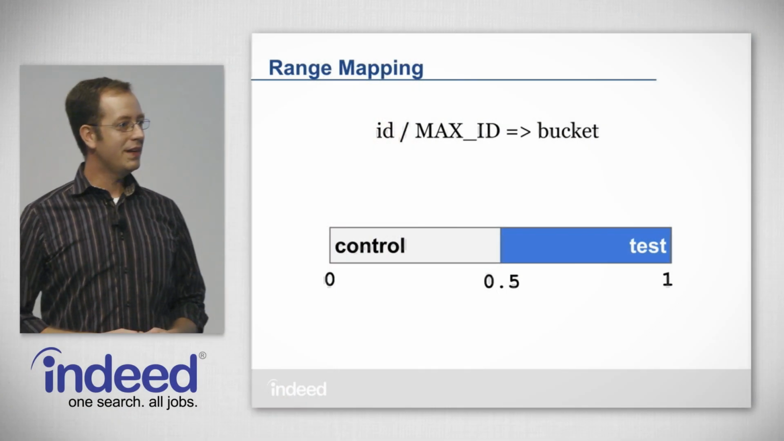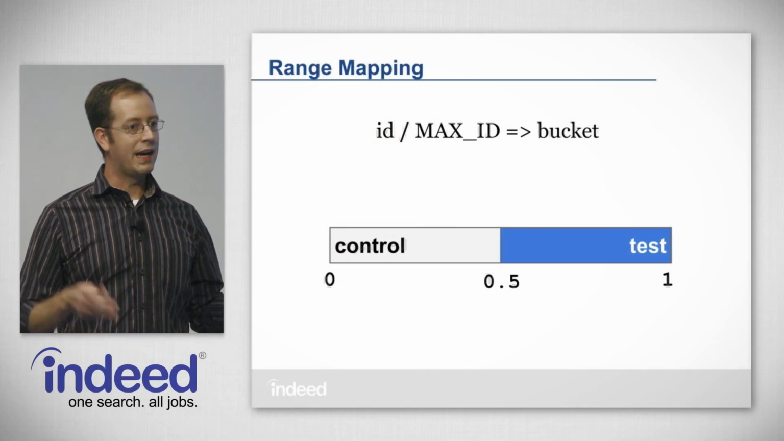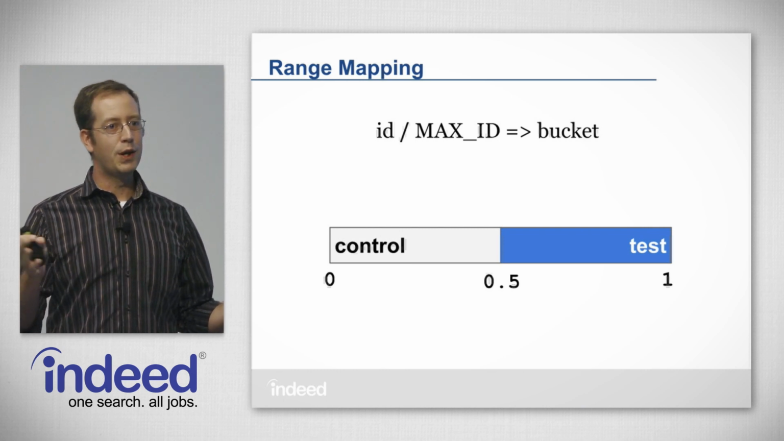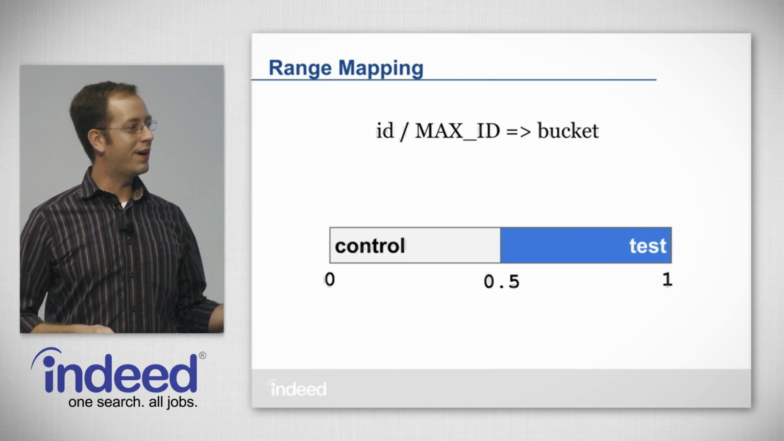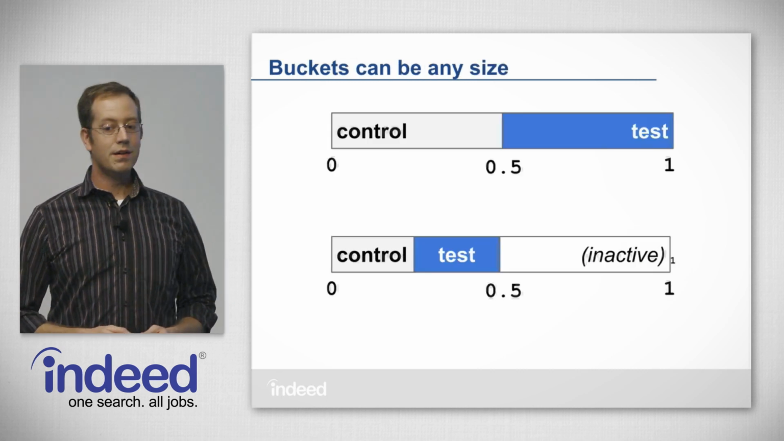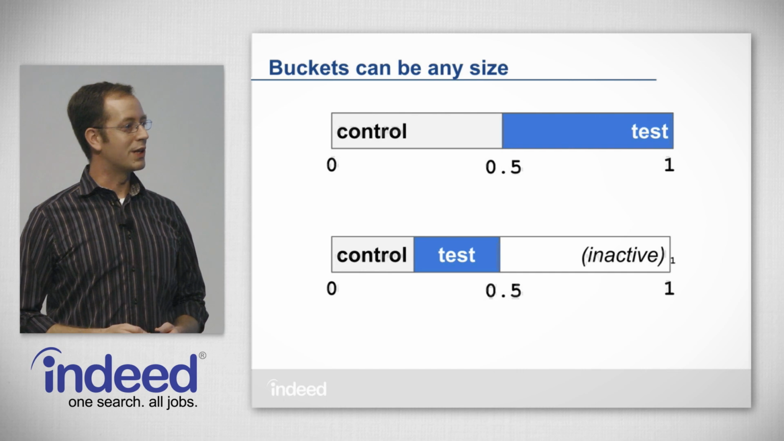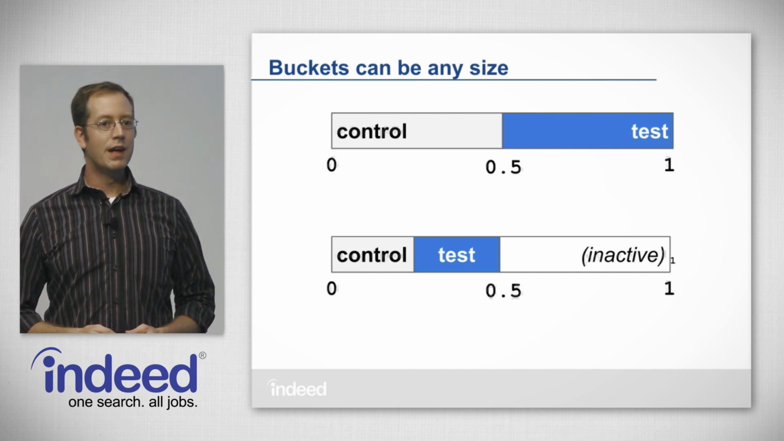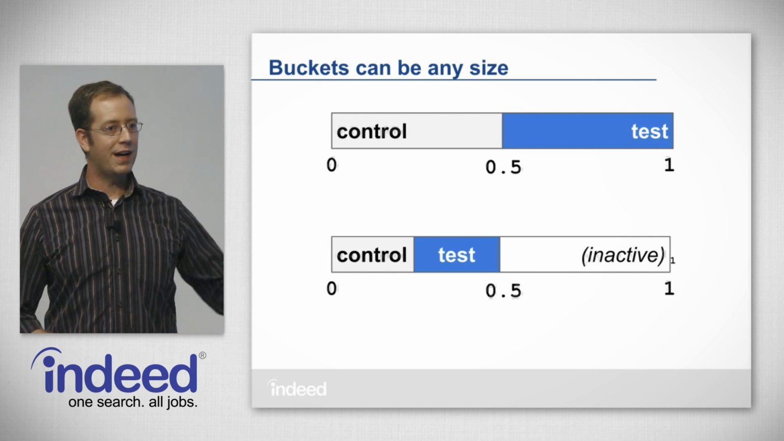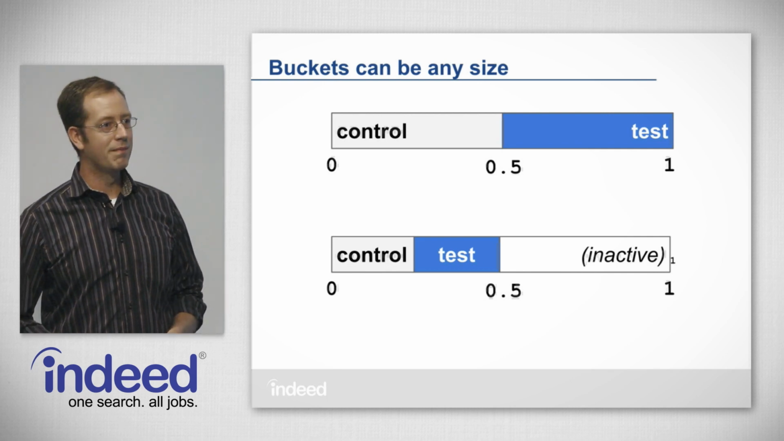We'll take that same ID and we'll just divide by the range of ID, get a floating point between 0 and 1. Everybody less than 0.5, you're in the control group. Everybody greater than 0.5, you're in the test group. So this is better. Now our buckets can be any size because we can split that range up any way that we want to. If we want to run a 50-50 test, we're golden. If we want to run 25 and 25 and ignore the rest, we're still OK.